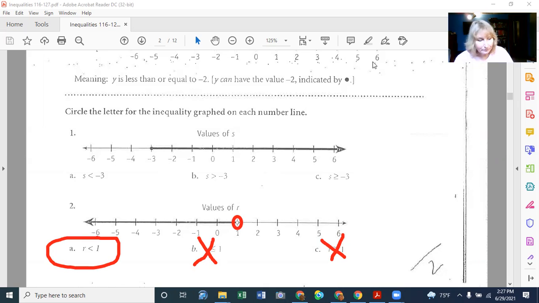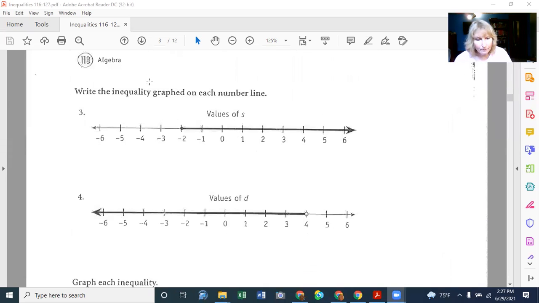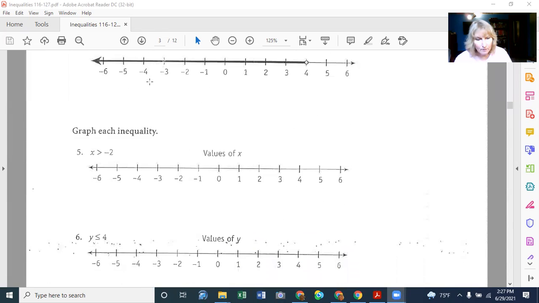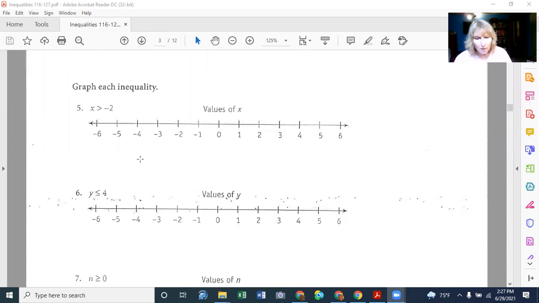Okay. Let's go on to page 118. I want to do number 5. Okay, graph the inequalities. So now they're giving you the inequality symbol there, and they want you to graph it. So what does this say here? How would you read that? Remember, the open mouth goes towards the bigger number. X is greater than -2. Correct. So does it include equal to -2? No, it would have to have a line under there, right?